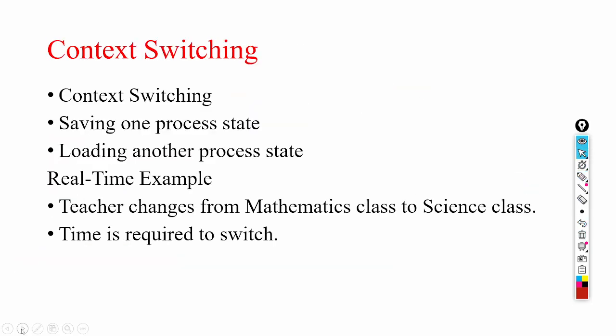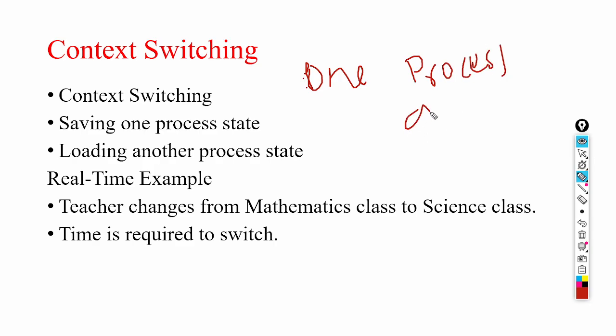To the next slide, context switching. Here we discuss context switching in round robin, right? So what is the meaning of context switching? Context switching is when a CPU switches from one process to another process. The CPU switches from one process to another process.